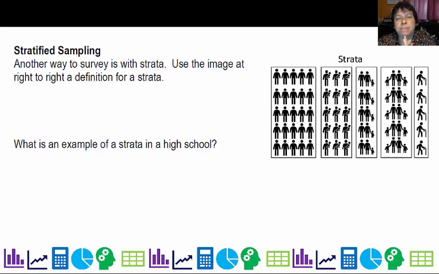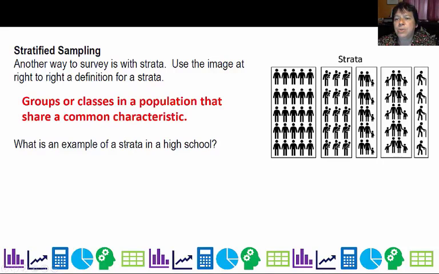Now, another way we can sample is something called stratified sampling. If you look at the image at right, what would you say a strata is? Well, here's one strata, another, another, another, and another. You can see that each of my groupings are alike. They share something in common. So strata are groups or classes in a population that share a common characteristic.